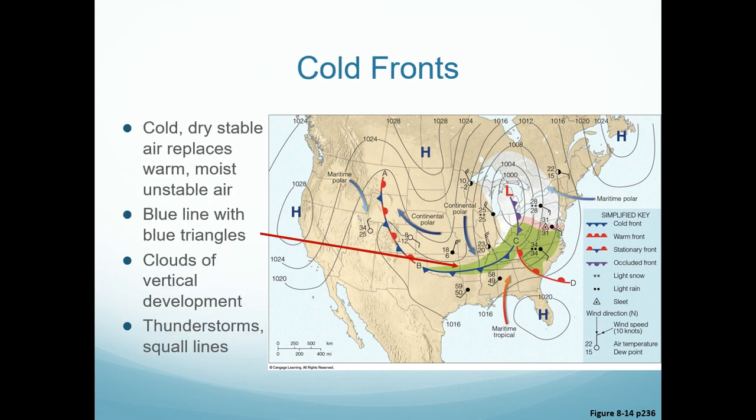The next one to discuss is the cold front, where you have a colder air mass that is moving forward and overtaking a warmer air mass. We indicate a cold front using a blue line with blue triangles pointing in the direction of the front's movement. With a cold front, we often have vertically developed cloud formations, and I will show you in a couple slides why we have vertical development. And since there's vertical development, there's a lot of potential for thunderstorms and even squall lines along that cold front.